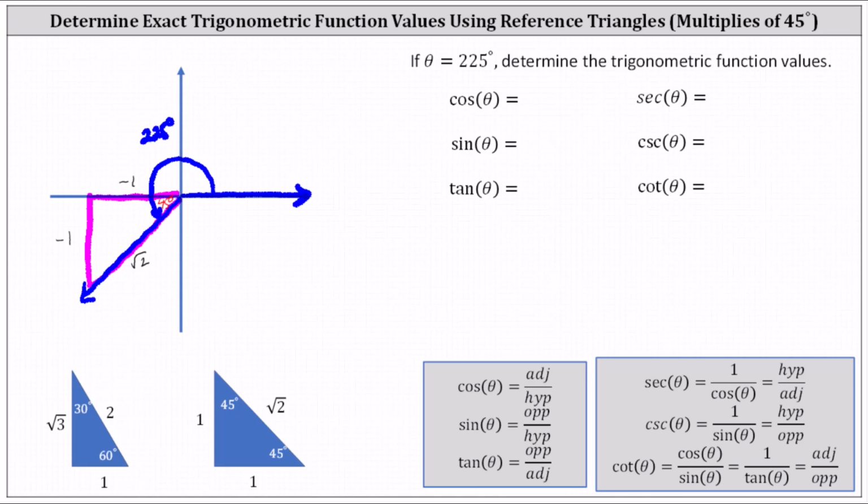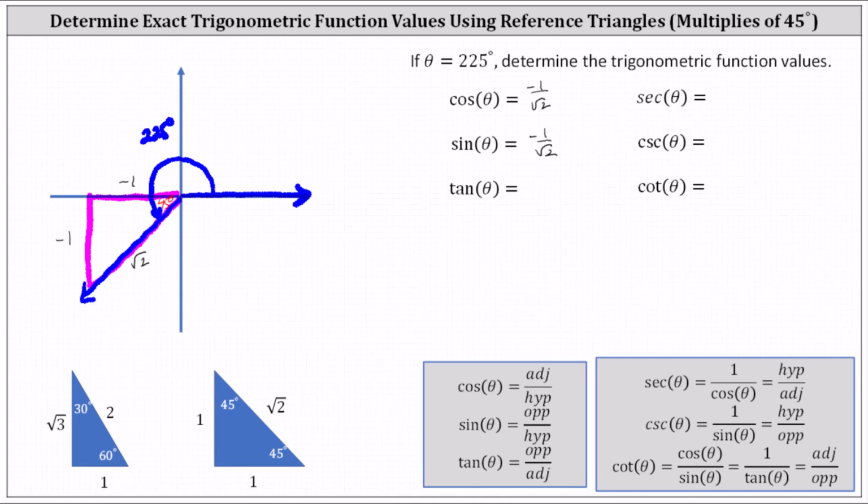Cosine 225 degrees equals the ratio of the adjacent side to the hypotenuse, which is -1 divided by square root 2. We'll rationalize the denominator in just a moment. Sine 225 degrees equals the ratio of the opposite side to the hypotenuse, which is also -1 divided by square root 2.